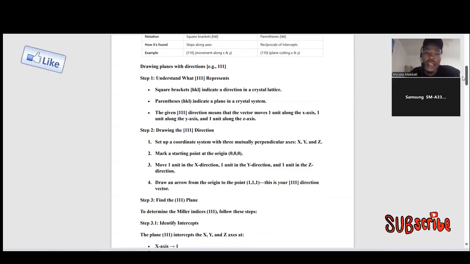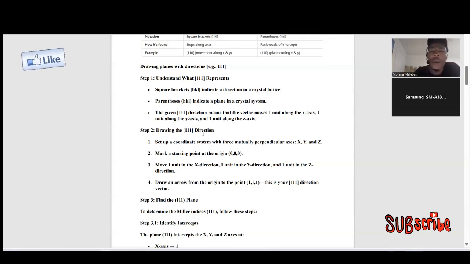Now, the other thing that you must know is if you are given these planes with directions, okay, how would you know? If you are given the planes with directions, how will you be able to draw these planes, and how from these will you be able to determine the Miller index? The square brackets indicate the directions like I've mentioned, and the parentheses indicate the plane. So the given square brackets means the vector moves 1 unit along the x-axis, 1 unit along the y-axis, and 1 unit along the z-axis.